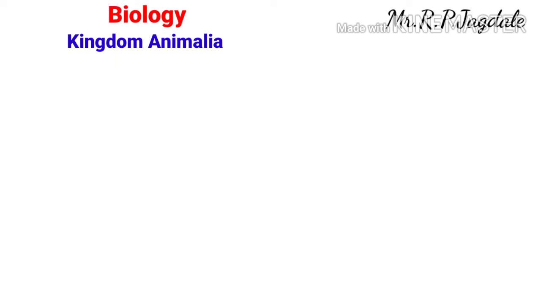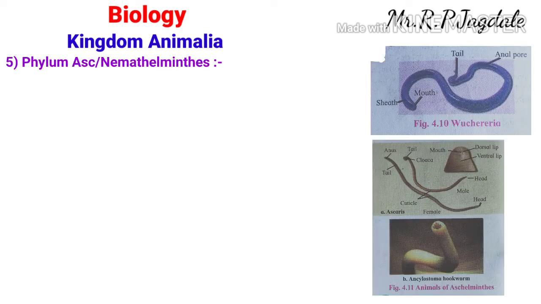After that, the fifth phylum is called Aschelminthes or Nemathelminthes. Ascus means sac, and helminth means worm, the sac like worm. Or Nemathelminthes: nema means thread, and helminth means worm. So thread like worms or sac like worms. The worms which have a sac are called Aschelminthes, or the worms which are thread like are called Nemathelminthes.